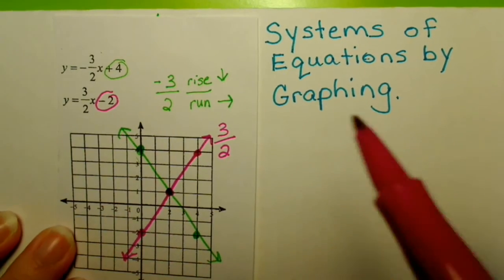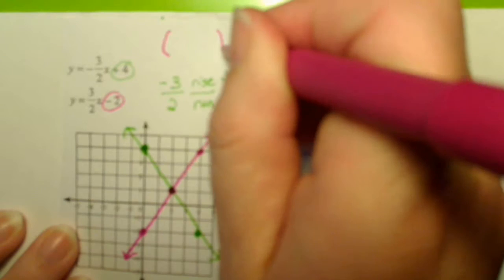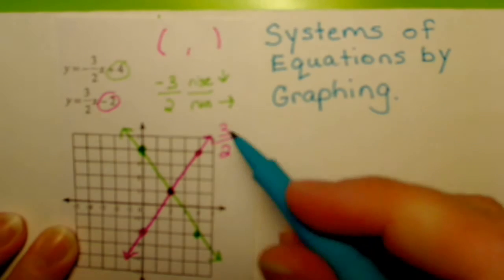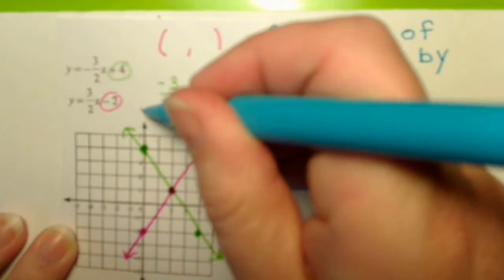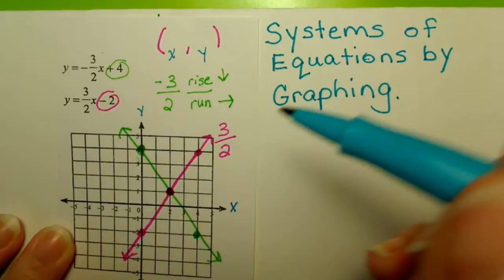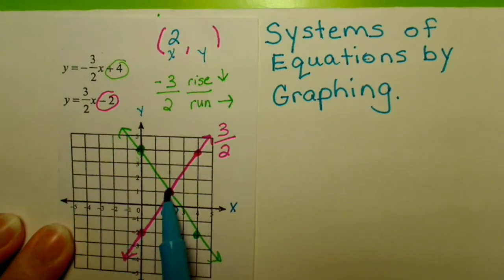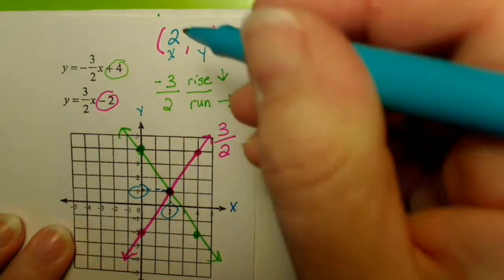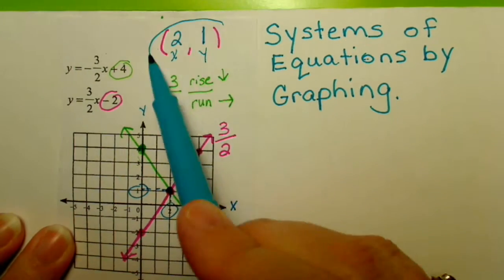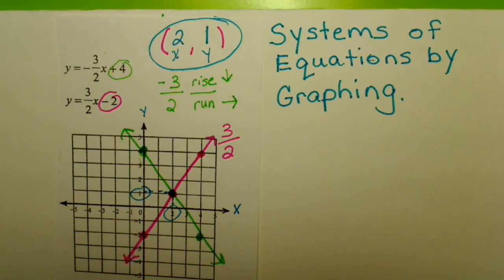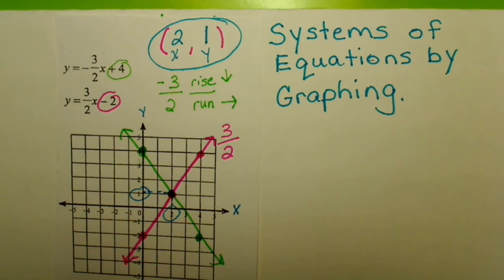Okay, I'm not done because my final answer is this point where the two lines intersect. So we have to name it with the x and the y coordinates. So if this is the x-axis, here's the y-axis, x and y coordinate. This falls on the x-axis at the 2, and it falls on the y-axis at the 1. So your final answer is 2, 1. And this is how you solve systems of equations by graphing.